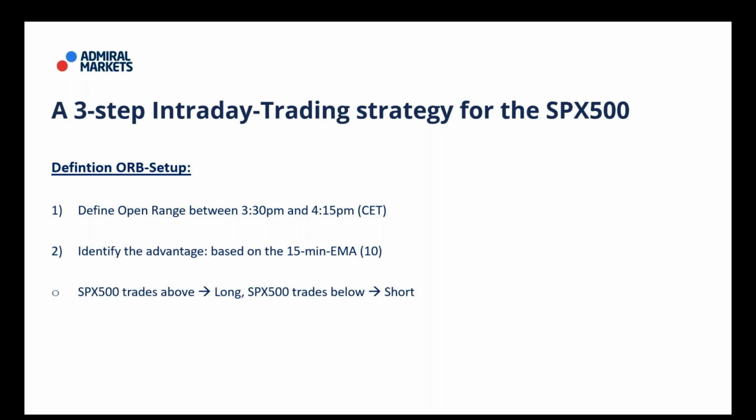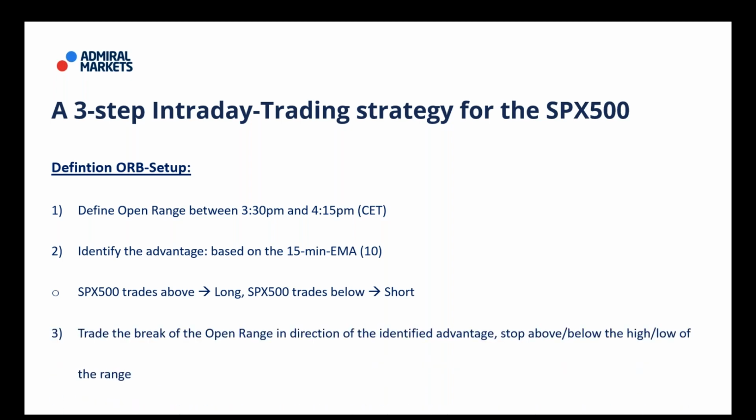We trade above, we go long. We only trade long setups then. We trade below, we only trade the short side. And then the next thing is that we trade the break of the open range in direction of this identified advantage, placing the stop above, respectively below the range, in whichever direction we will position ourselves then.